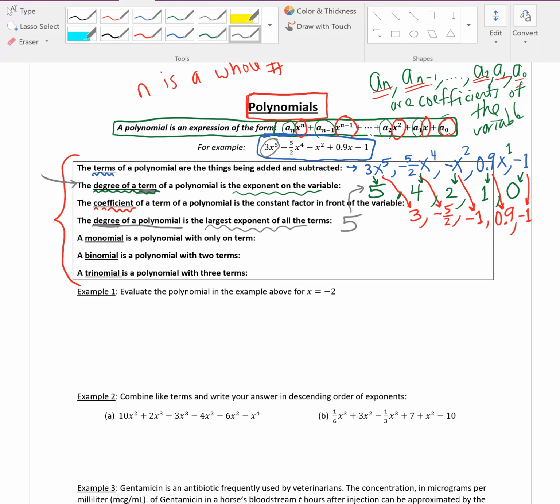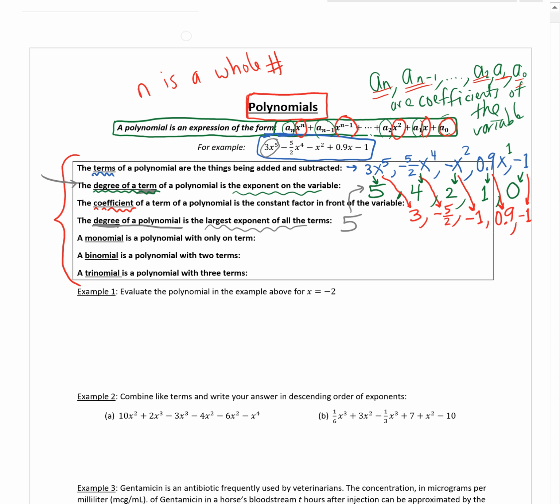Let's see, then the next definition, these ones you probably won't use as much, but just in case you see them, you'll know what they mean. A monomial, if you think about the prefix mono means 1. So a monomial is a polynomial with only one term. Oops, there's an E in the word 1, isn't there? Sorry, that should be only one term, not only on term. That doesn't make any sense.